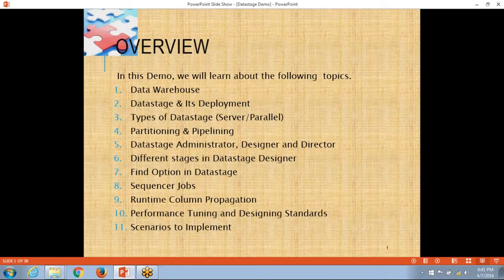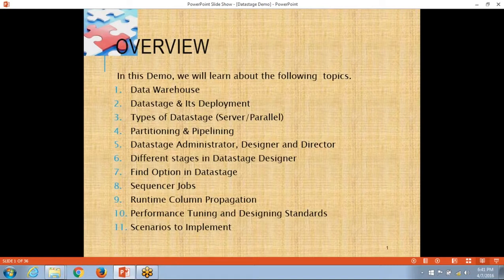For that, the first thing we need is parameter sets. So we need to understand how parameter sets get created, how we have to create and use the parameter sets properly, and how we can pull environment variables, which is a section of Datastage administrator, into a parameter set and proceed further. So that is the first thing that we'll be learning.